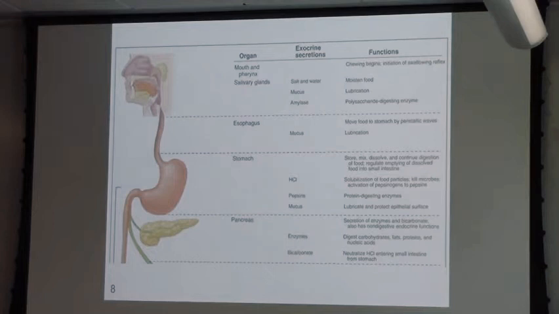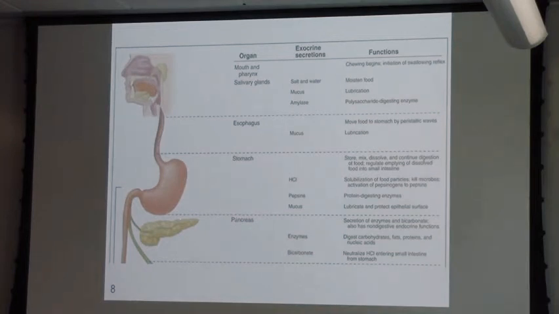And so we're going to pump acid into the stomach, and we're going to activate pepsin that the stomach secretes. And pepsin is going to start to proteolyze protein. And there's going to be some more mucus there to protect the stomach from the acid that it secretes.